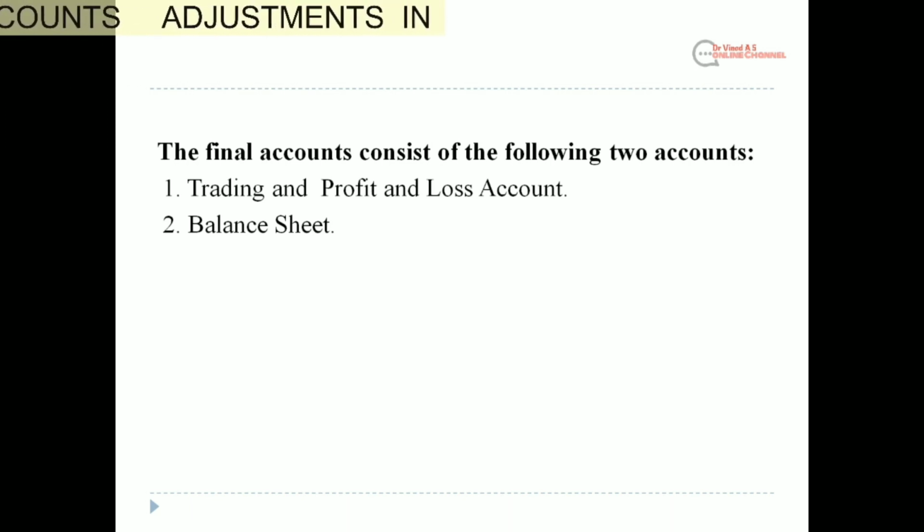The first one is the trading account, the second one is the profit and loss account, and the third one is the balance sheet. The balance of the trading account is transferred to the profit and loss account, and that is called gross profit or gross loss. The balance of the profit and loss account is transferred to the balance sheet, that is net profit or net loss. These two accounts are called the income statement, and the balance sheet is called a position statement that shows the financial position of a concern for a particular period of time, which includes two sides, asset side and liability side, that we have already discussed in the first video.